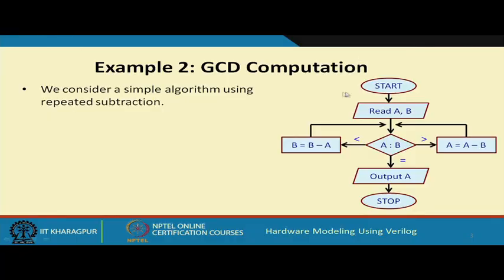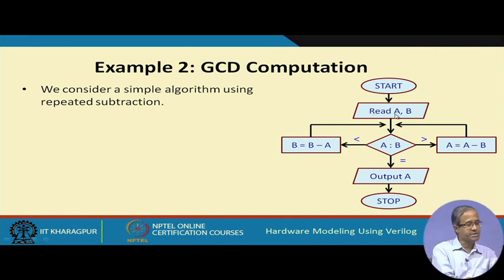The algorithm is depicted in this flow chart, and you can see it is very simple. You read the two numbers for which you are computing the GCD, then you compare A and B. If A is less than B, then subtract A from B, compute B minus A, and store the result in B. If A is greater than B, then you subtract B from A. If they are equal, then you have already got the result. Let us take an example.